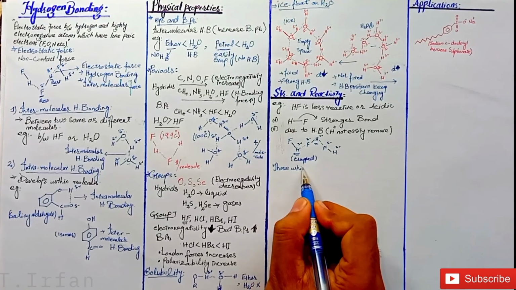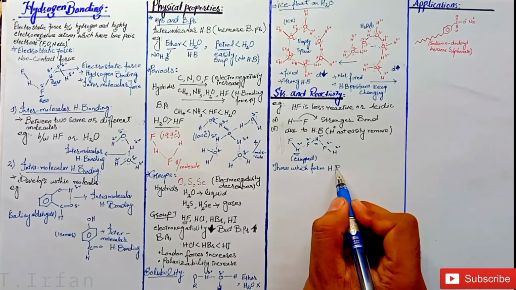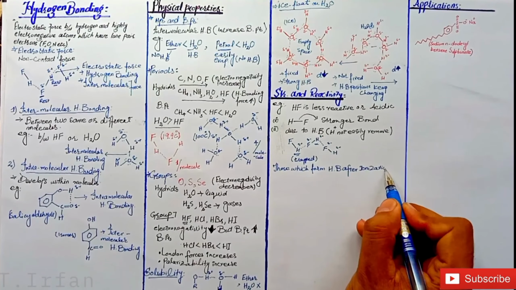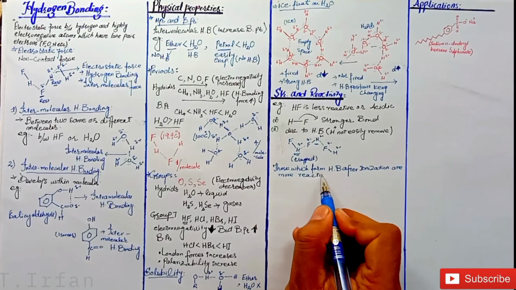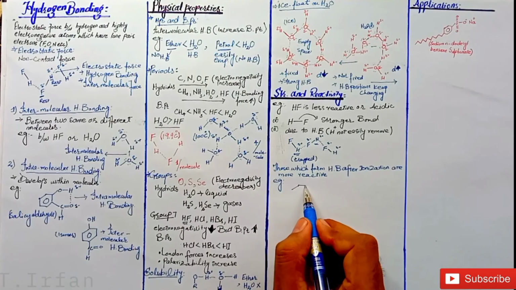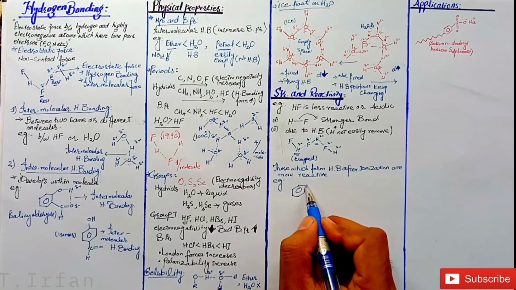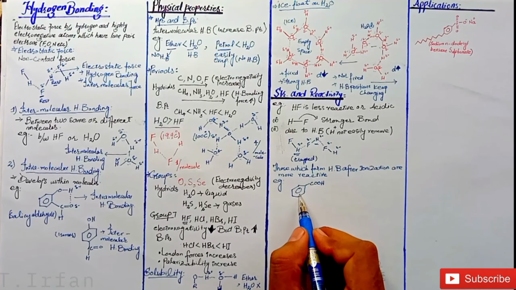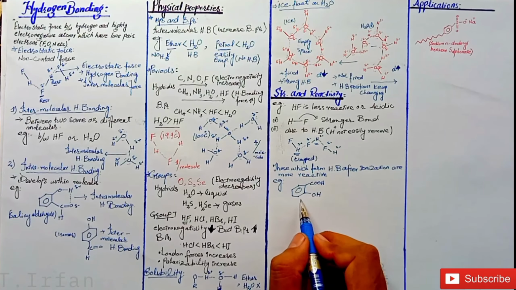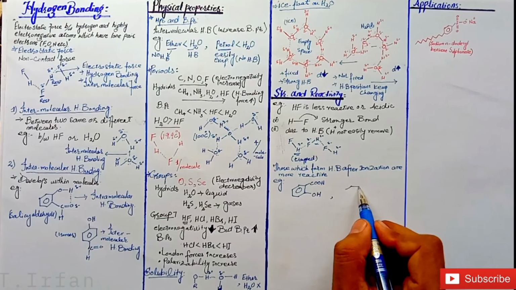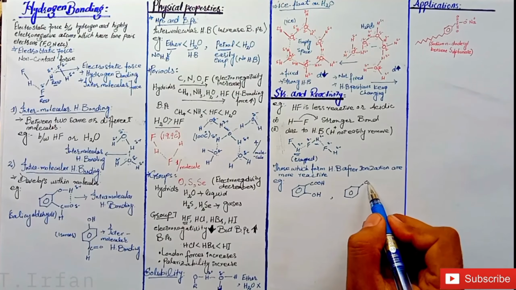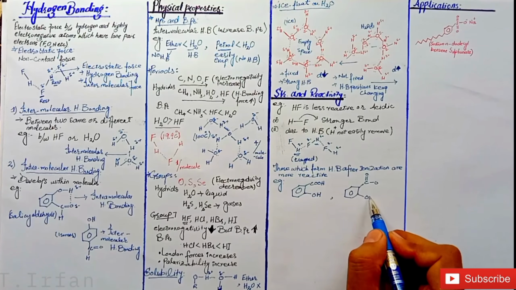And those molecules which form hydrogen bonding after ionization are more reactive. For example, salicylic acid. This is not stable. This is reactive and more acidic. And after losing a proton, the anionic species is stabilized by internal hydrogen bonding, or intramolecular hydrogen bonding. And we can say that any acid which, after losing its proton, is stabilized by hydrogen bonding is more acidic.